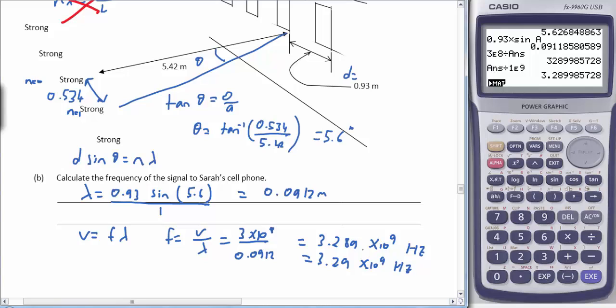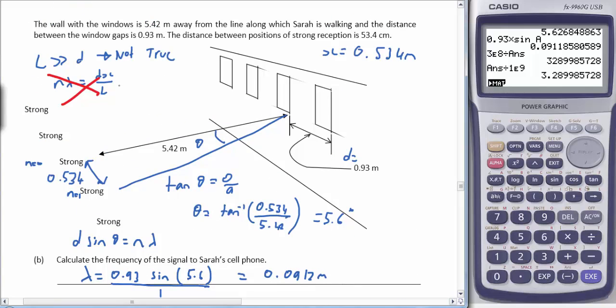That first answer is a little bit rubbish, because I haven't rounded it right. So that there is the correct answer, which is worth an excellence. If you used the formula up here without realizing that L wasn't much bigger than D, you basically got the right answer, but you only got a merit for it.